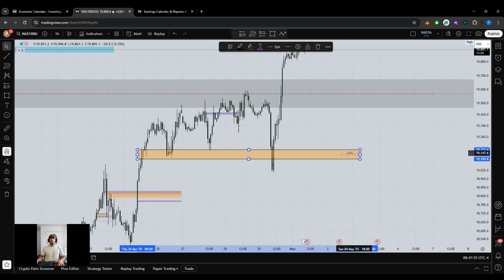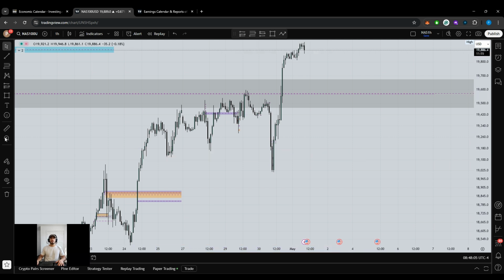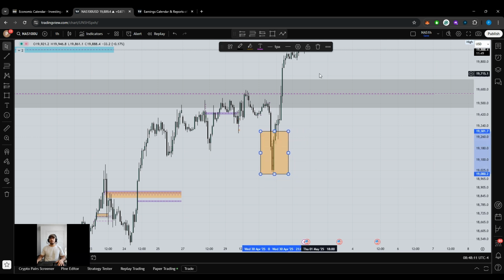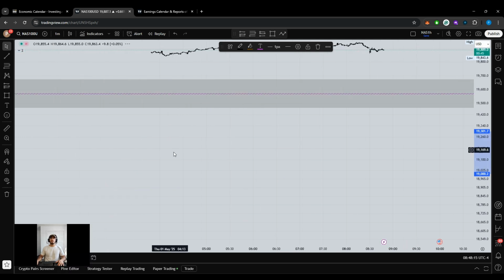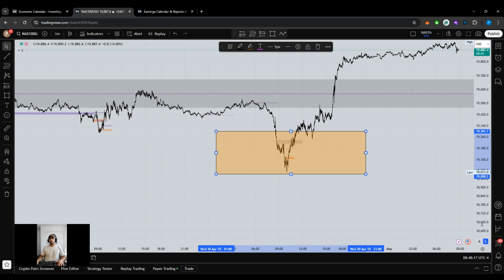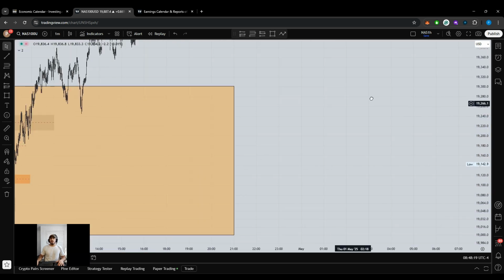The structure started changing right away. Let's go see that right now. We're gonna make a box in this area, and we're gonna see how market structure started to change in that area. Now let's go down to the 1 minute time frame. So this is the box.